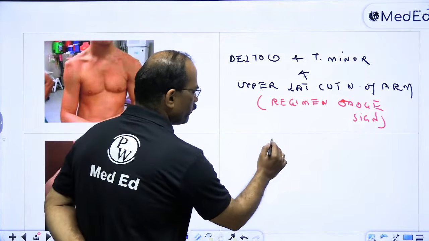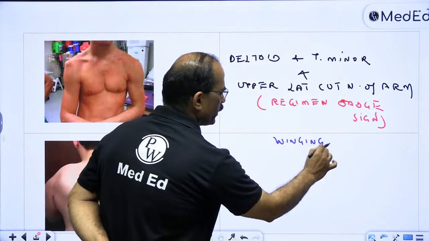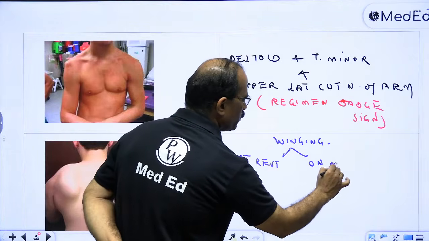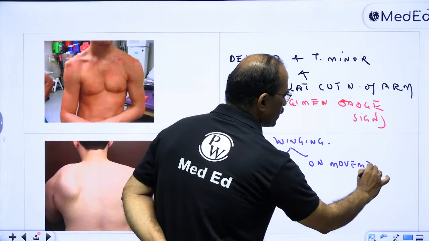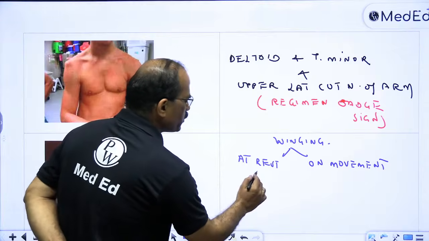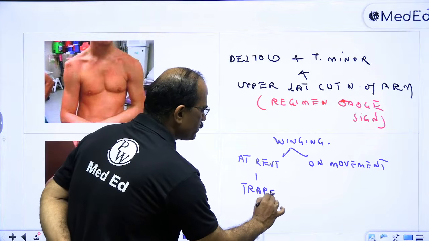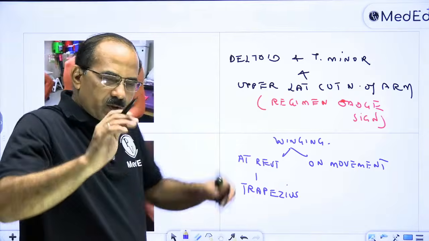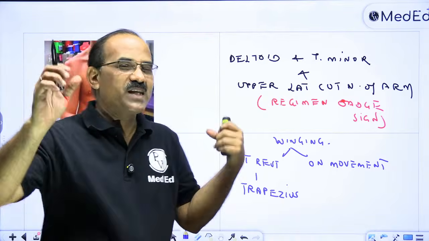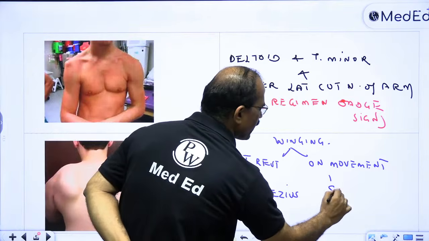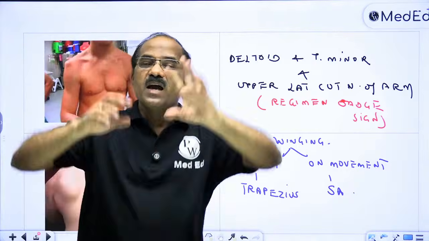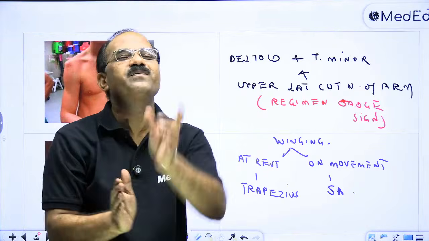I'll just write this down. Winging of scapula at rest and on movement. मतलब अगर बंदा ऐसे ही बैठा है, the person is just sitting and there's a winging of scapula, so this is due to paralysis of trapezius. And when a person is performing a movement, and then there's a winging of scapula, so this is due to paralysis of serratus anterior. याद रखना. So winging at rest, trapezius, and winging on attempting movement, that's serratus anterior.